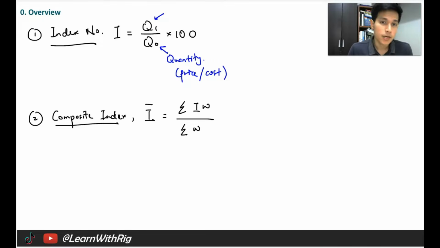So why are you comparing price and cost? You are comparing this because you want to see the increase or decrease of the price or of the cost. So that is what index number is about. You're trying to compare, you want to see the increase or the decrease of the pricing or the costing. So that's what index number is about.